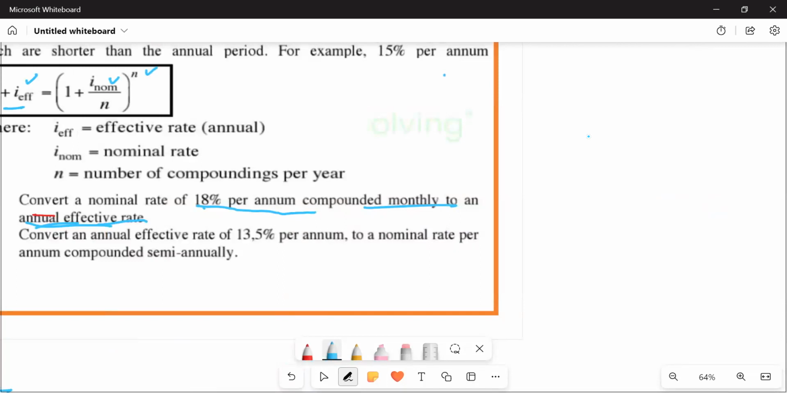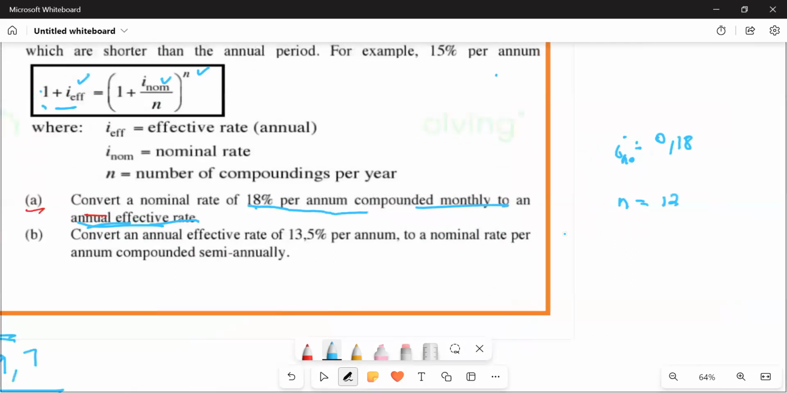So let's collect the data. What is it that we have? We have I, which is I nominal. What is our I nominal? It's 0.18. Okay? And then N. What is our N? Compounded monthly. Our N is going to be actually 12. And then we are looking for I effective.